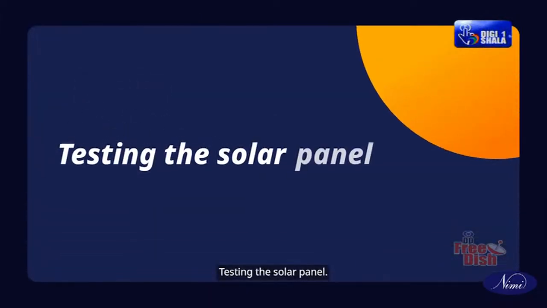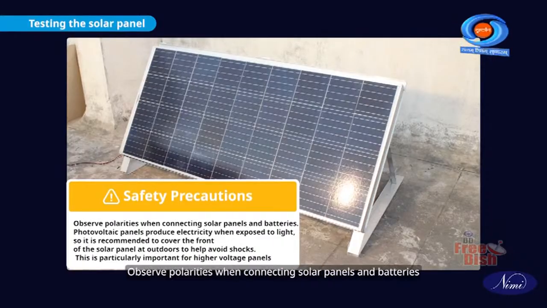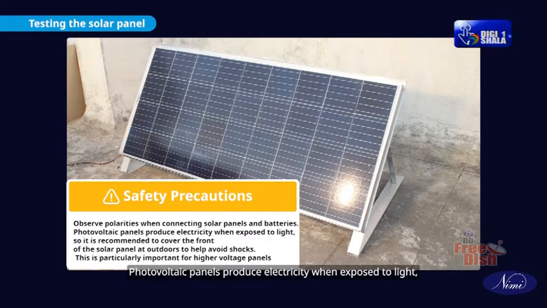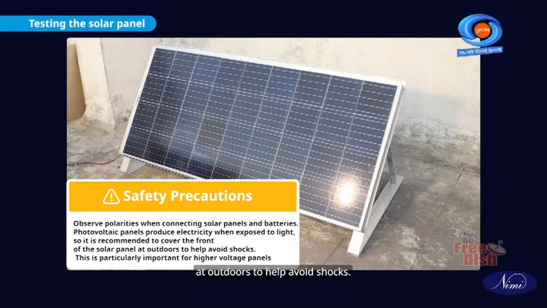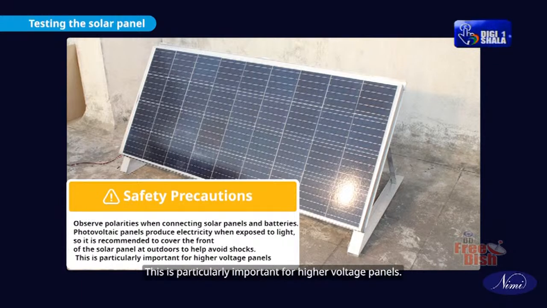Testing the solar panel. Safety precautions. Observe polarities when connecting solar panels and batteries. Photovoltaic panels produce electricity when exposed to light, so it is recommended to cover the front of the solar panel at outdoors to help avoid shocks. This is particularly important for higher voltage panels.